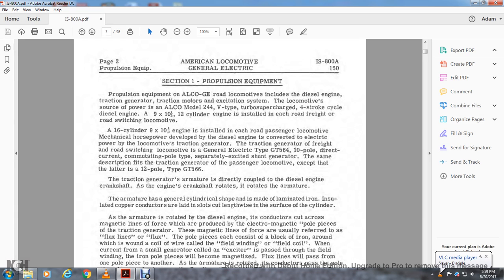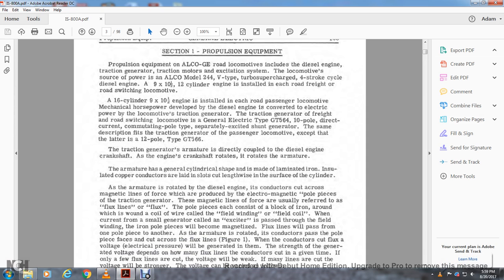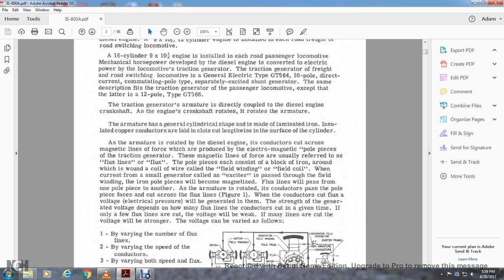A 16-cylinder 9 by 10.5 inch engine is installed in each of the railroad passenger locomotives. The mechanical horsepower developed by the diesel engine is converted into electrical power by the locomotive traction generator. The traction generator of the freight and road switching locomotive is the GE type GT564, a 10 pole direct current commutating pole type, separately excited shunt generator. A generator of the same description fits the passenger locomotive, except that the latter is the 12 pole type GT566. The traction generator armature is directly coupled to the diesel engine crankshaft.